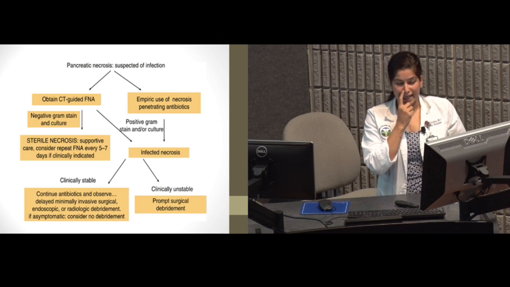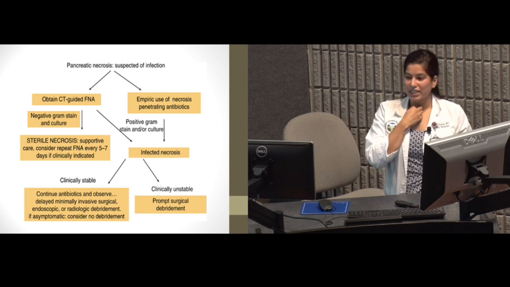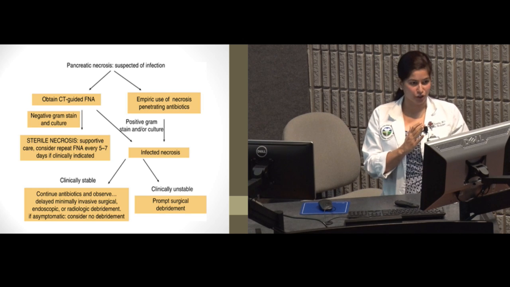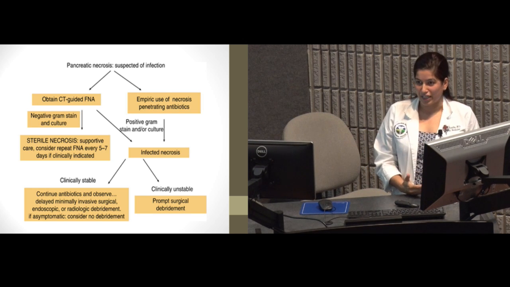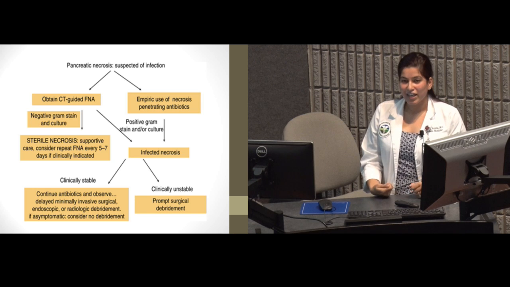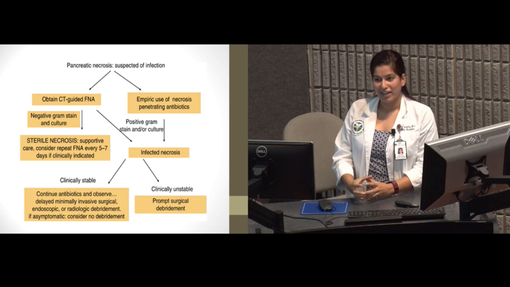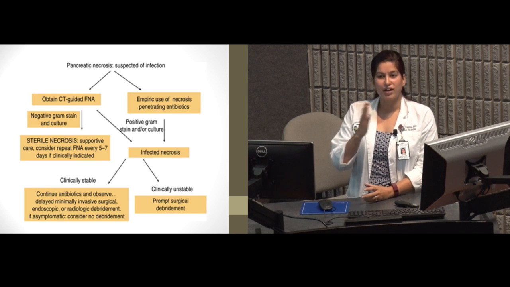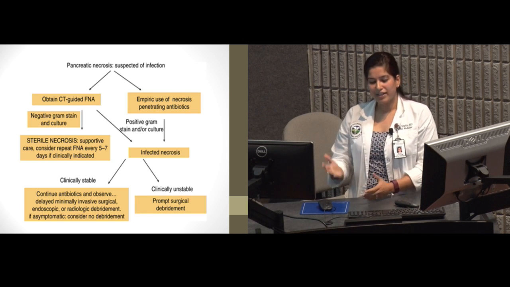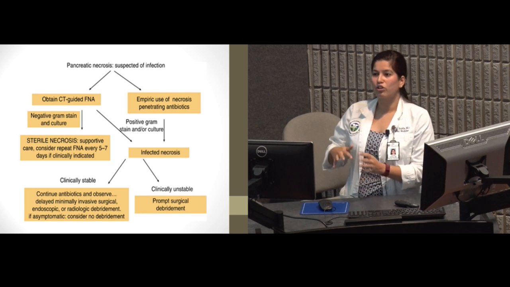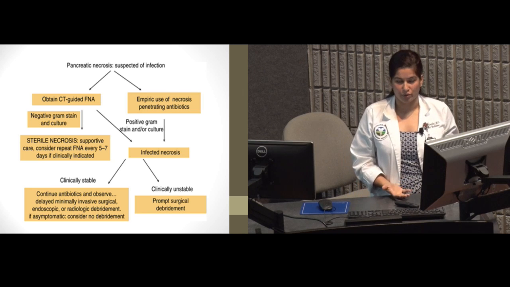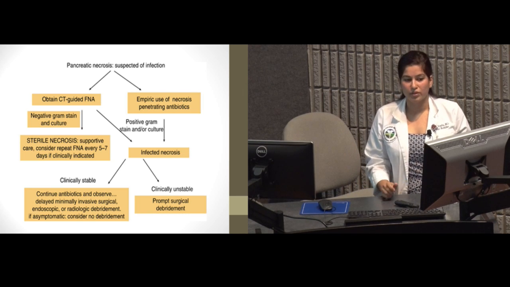Okay, so this is actually from the ACG guidelines. They say if you're suspecting infection, please do CT-guided FNA. Get the fluid out so that you have proof that somebody is having infection. Start them on antibiotics, and then you can tailor your antibiotic, stop the antibiotic, or continue it depending on what the cultures show. This is all this slide was talking about.